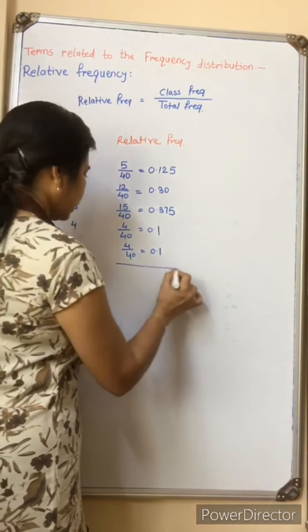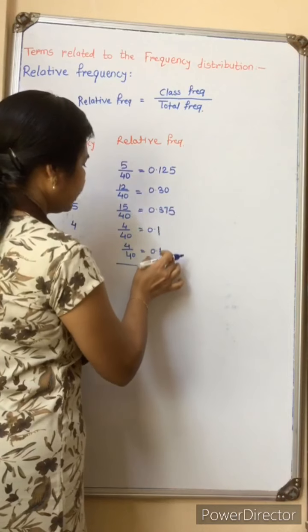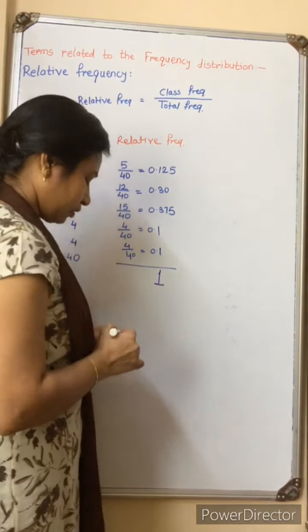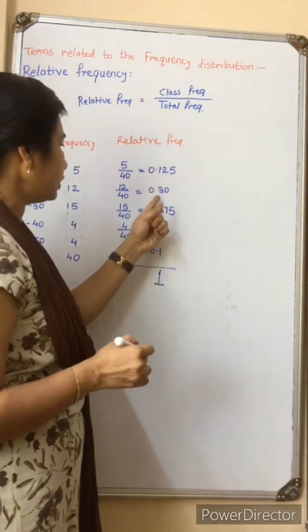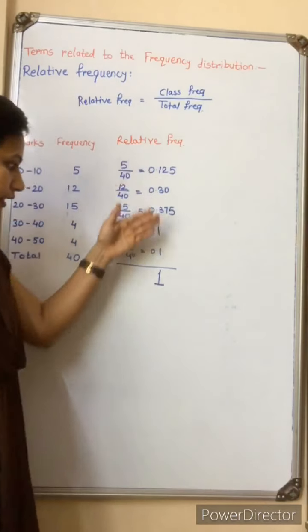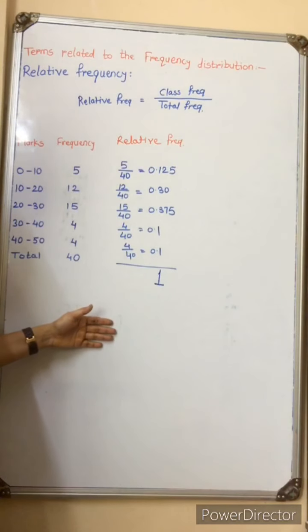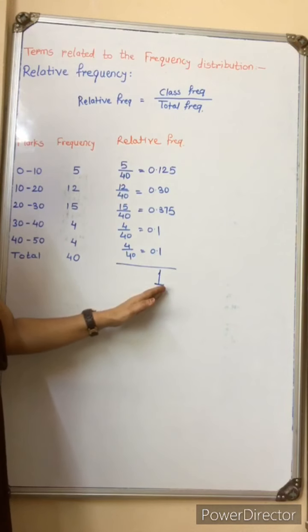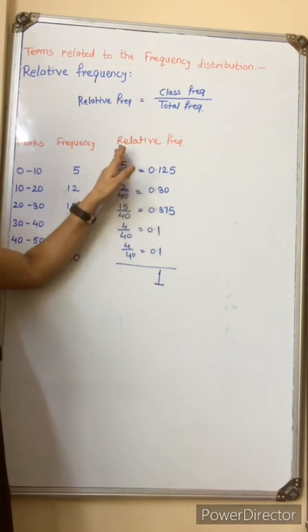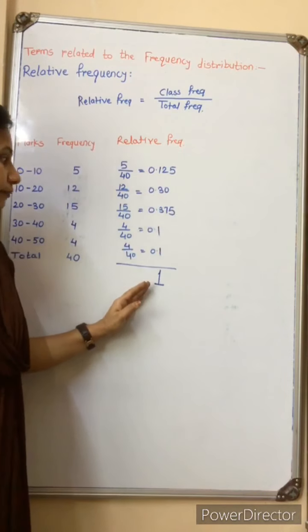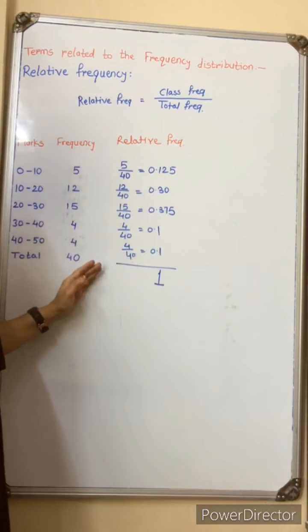One point is here, when you calculate the total of the relative frequency, it is always 1. For any number of classes, you always get 1. If you get 1, then only consider that whatever you found for the relative frequency is correct. Otherwise, please check your answer.